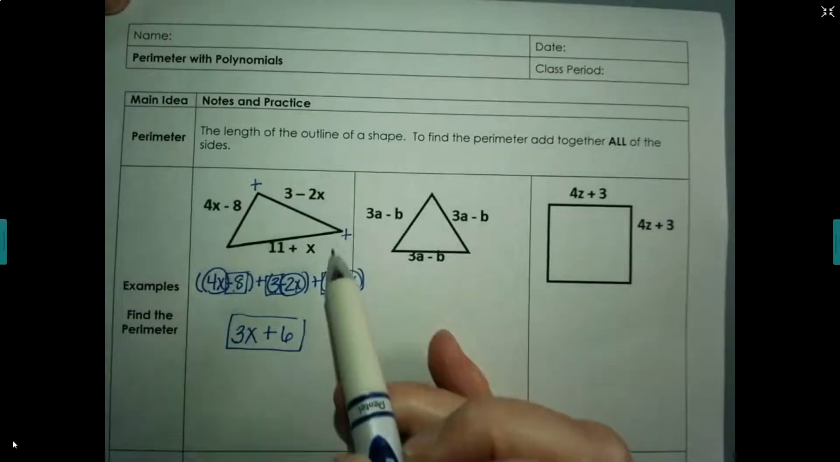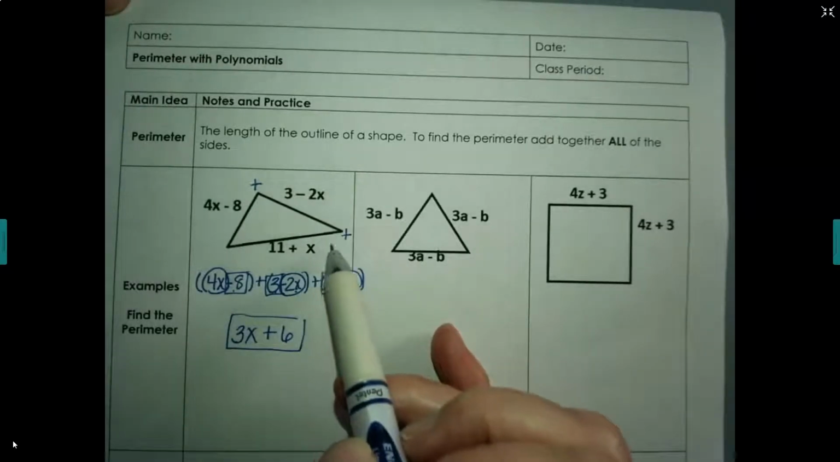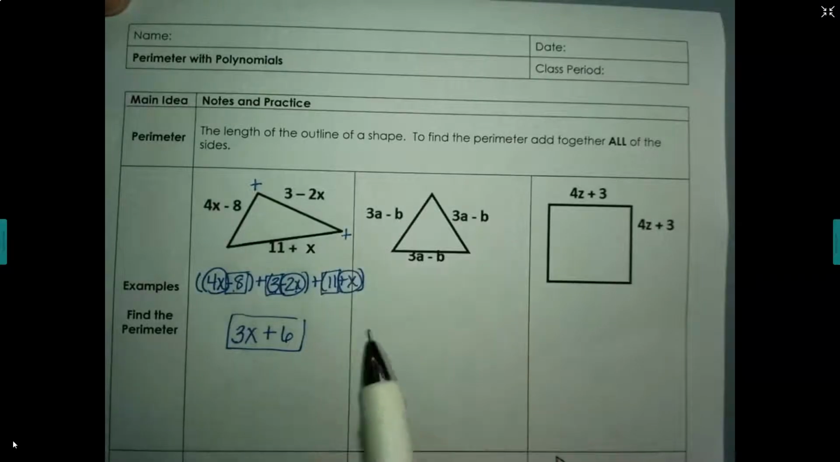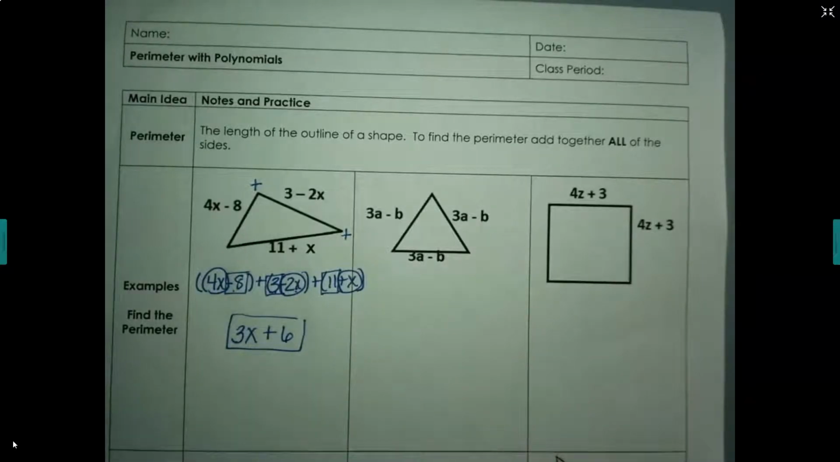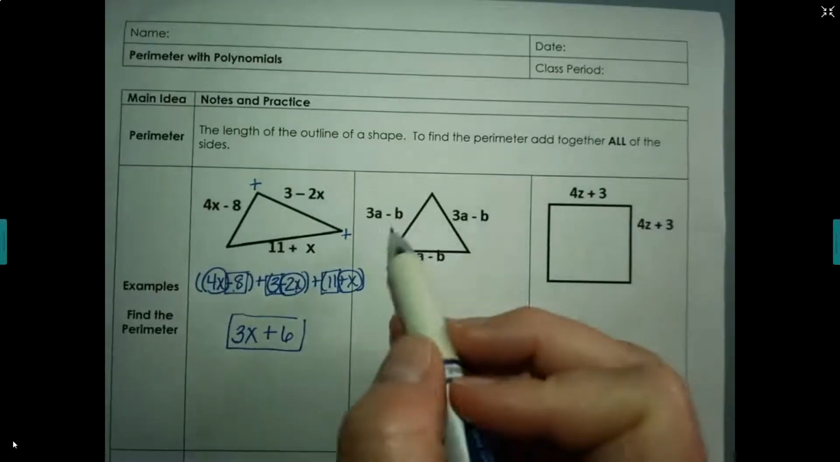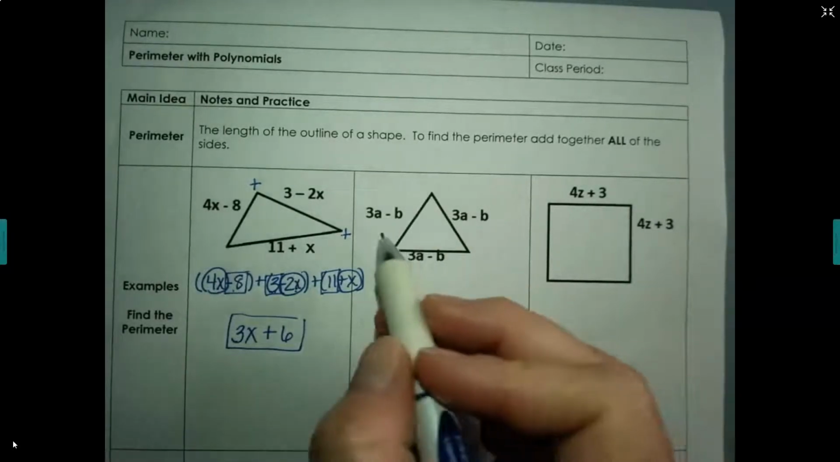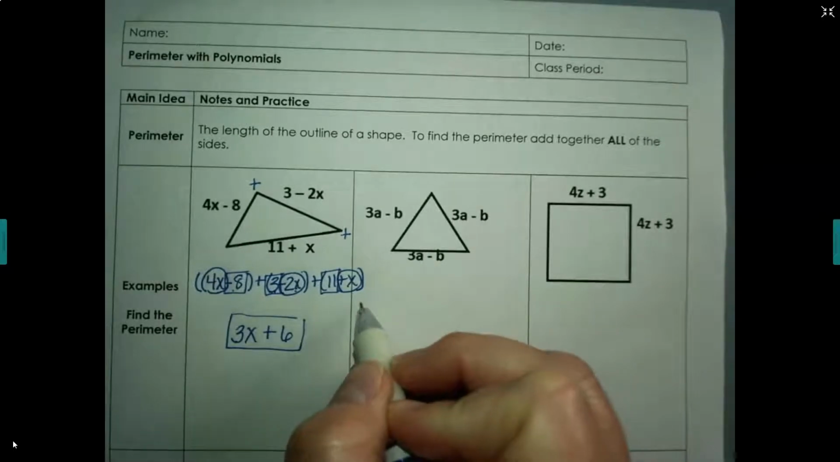If they had written inches or miles or centimeters beside there, if there's some sort of unit, you'd want to make sure to include the unit in your final answer. Let's try our second triangle. All three sides are the same. This is an equilateral triangle.